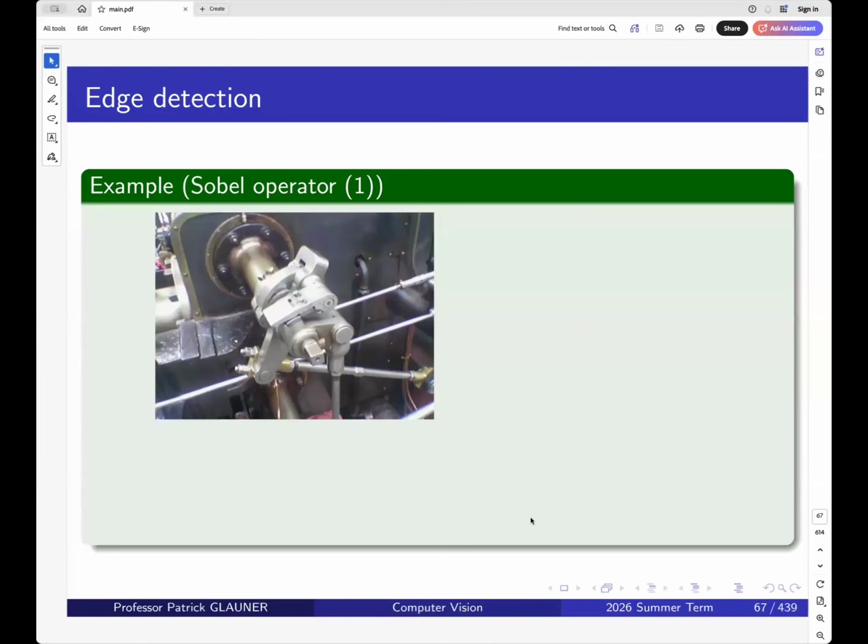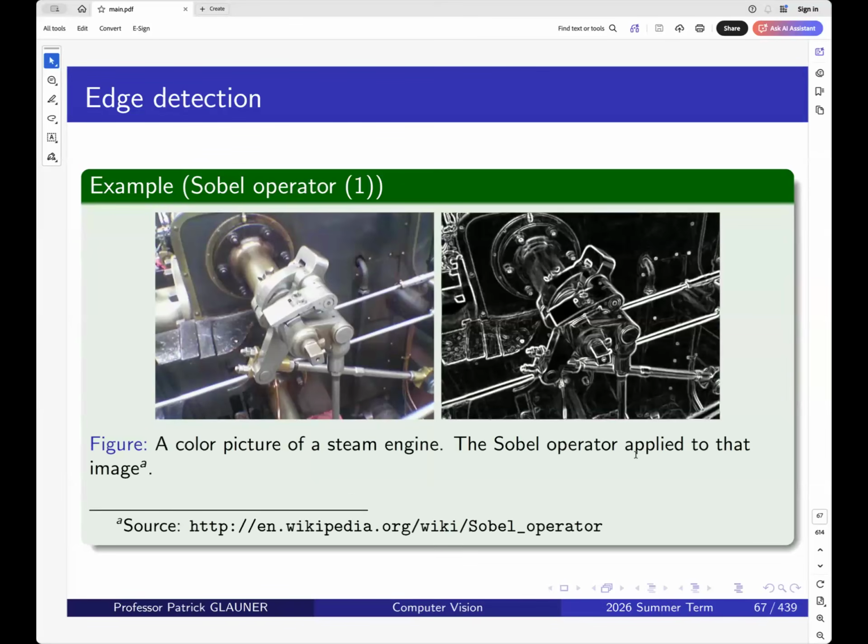We have this image here, and we first convert it to a grayscale image. And now we apply the Sobel operator to it. What we get with the Sobel operator is this result here. You can take a moment to look into it, whether you agree or disagree, and what you think is actually helpful.